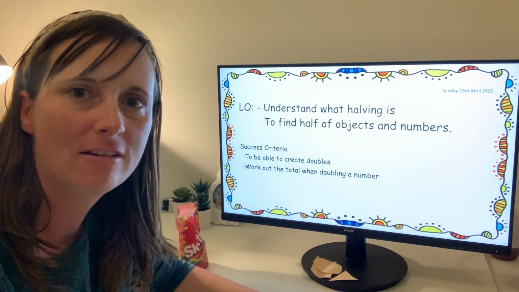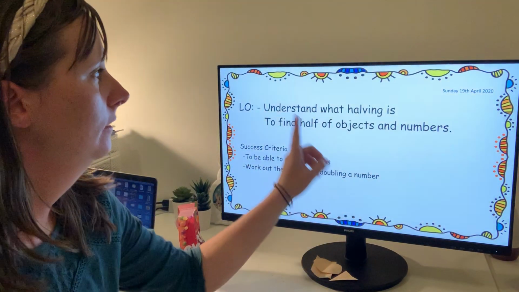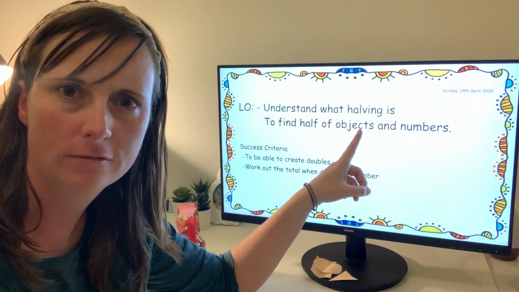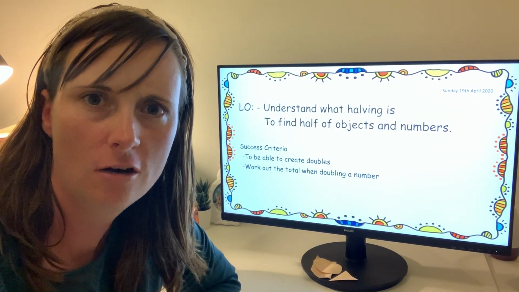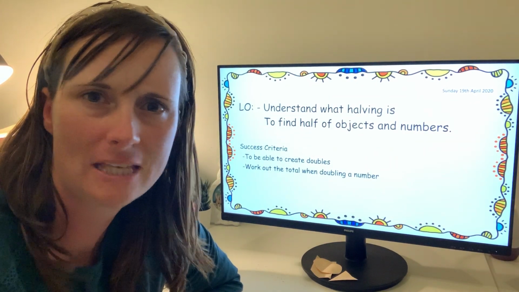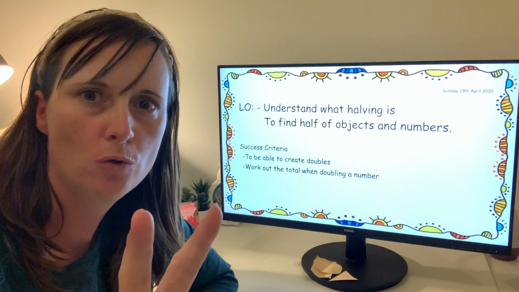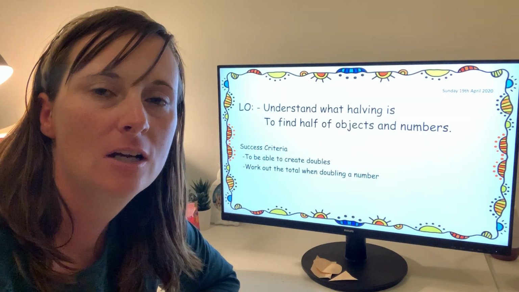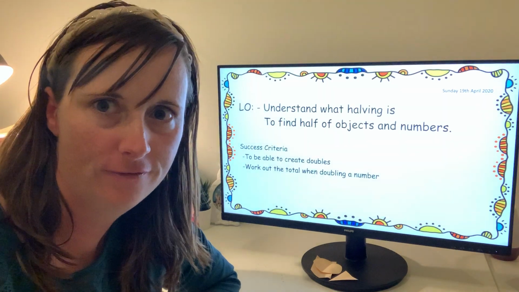So today we're going to be carrying on, like I said, from Wednesday's lesson, where we started thinking about understanding halving. What is half? Talk to the person you're sitting with. What does half mean? Finding half, what does that mean? That's right, it's when we make two equal groups. Not three, not four, not one. When we have two equal groups, that is how we find half.